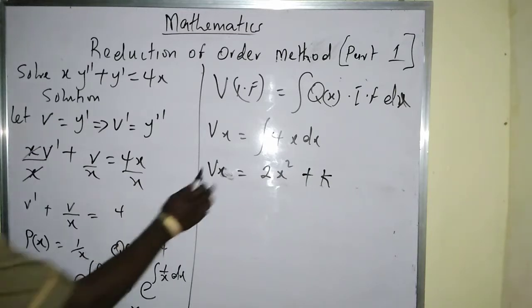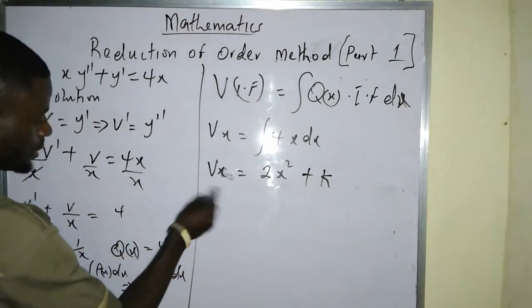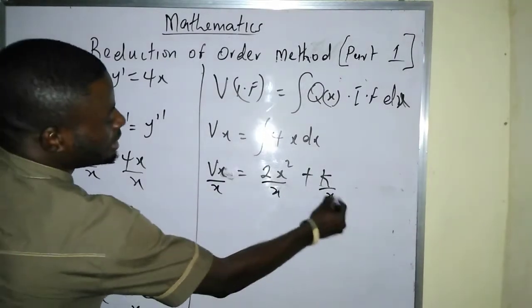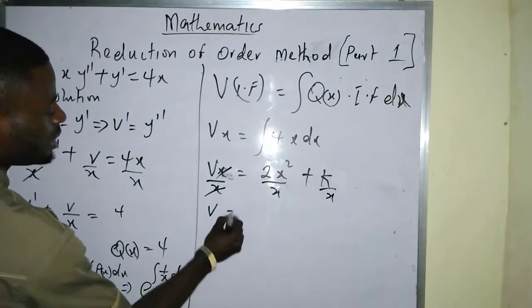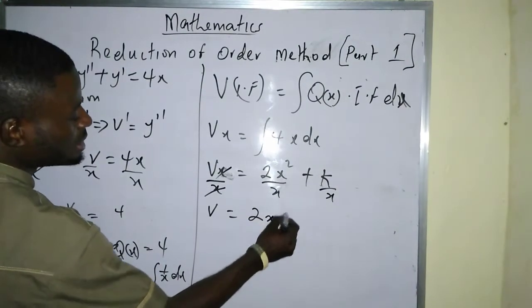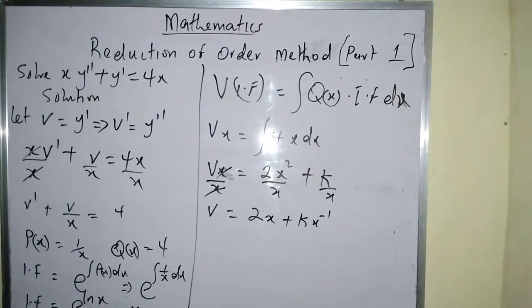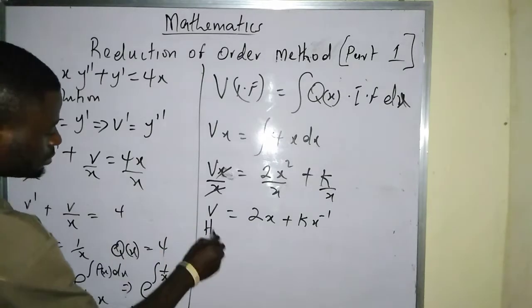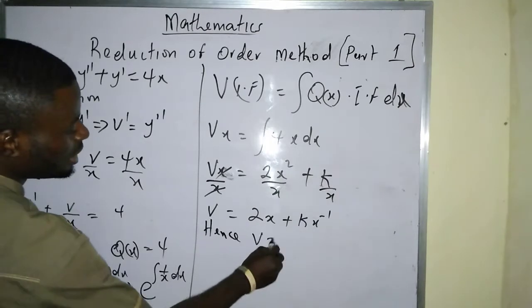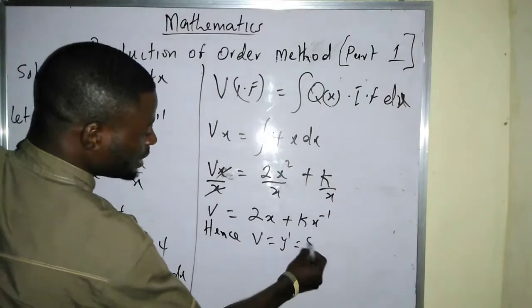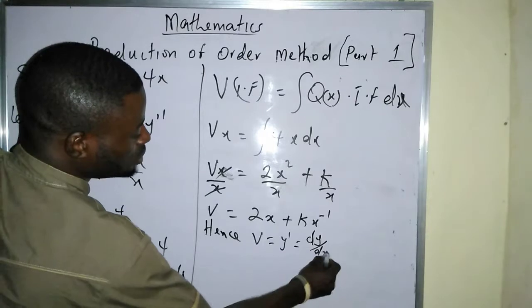Since I have this, I can now move on. What do I need? I need my v. My v, divide all through by x. This will cancel this. My v equals 2x plus k times the inverse of x. Now, since I have this, I will now move on. Don't forget that my v equals y prime, and my y prime can also be written as dy dx. Don't forget that.